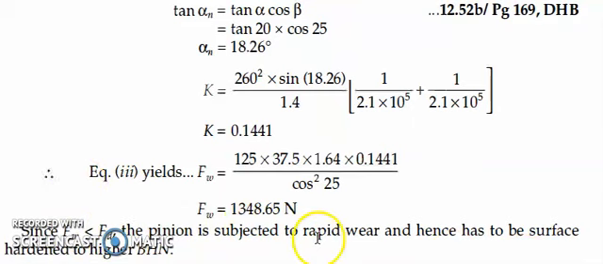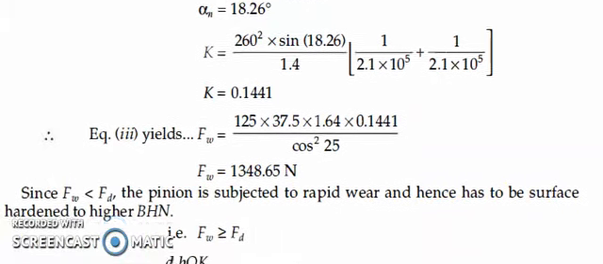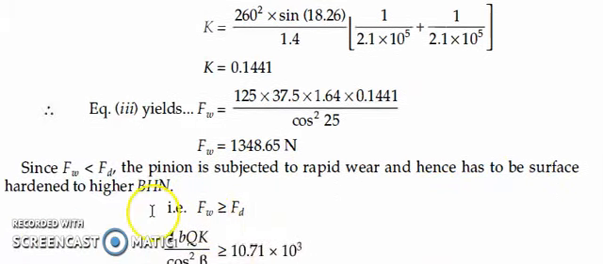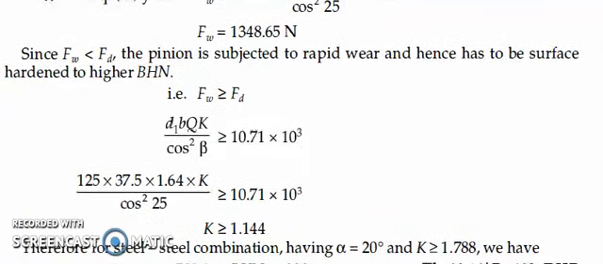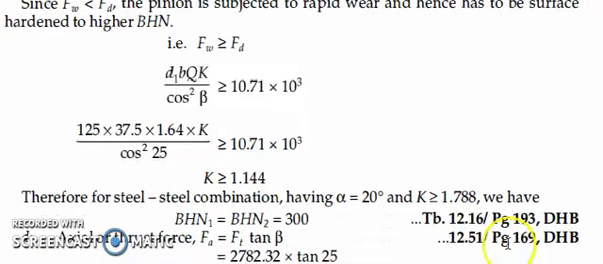The pinion is subjected to rapid wear, so the surface hardening should be given for a higher BHN, otherwise that gear section will fail. So we have to find what actual BHN we require for the safest design. So we can check for Fw greater than Fd. Using that equation, Fd we already calculated, we can find the value of k. Then using this section we can take BHN1 and BHN2, both are 300. For the safe design we can take these values.